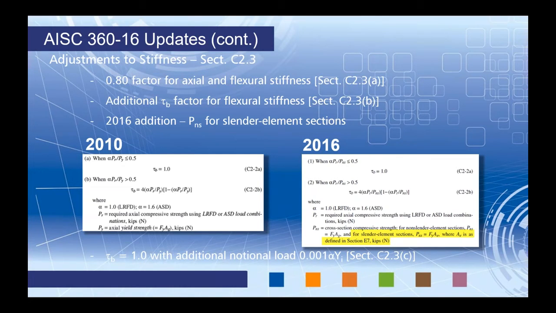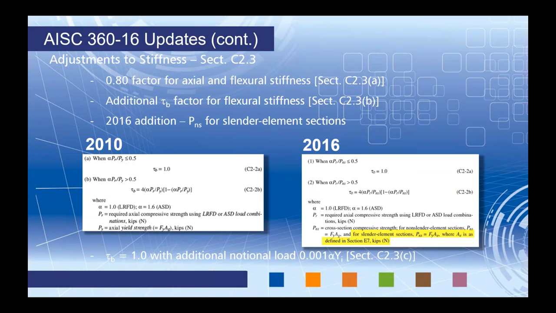There's also an additional tau sub b factor that should be applied to flexural stiffnesses. And tau sub b really depends on the required axial compressive strength. In other words, what is the axial force in the member due to the analysis, as well as the axial yield strength of our member? What is the capacity? What's great about RFEM is that we're going to automatically determine for each iteration what tau sub b should be. So you might have several iterations for one load combination, and each time that tau sub b factor is going to update based on those requirements.